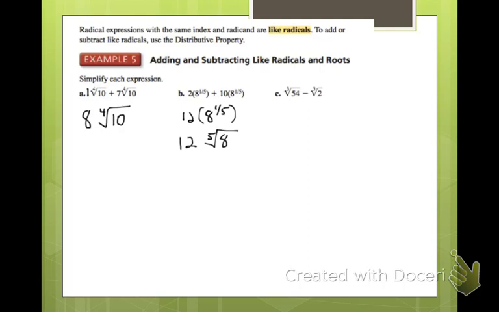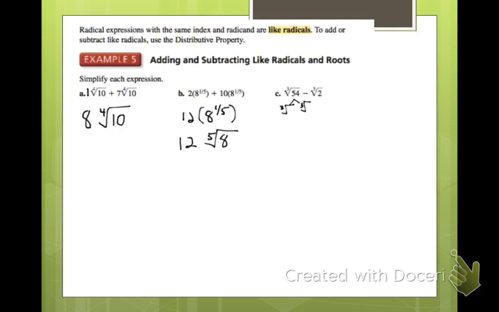Now C, we have the third root of 54 minus the third root of 2. Our roots have to be the same in order for us to combine them. So we can't force them to be the same, but we can break down the third root of 54. Let's see if 8 divides into 54. It does not. So we have 9 and 6. And neither of those are perfect cubes.